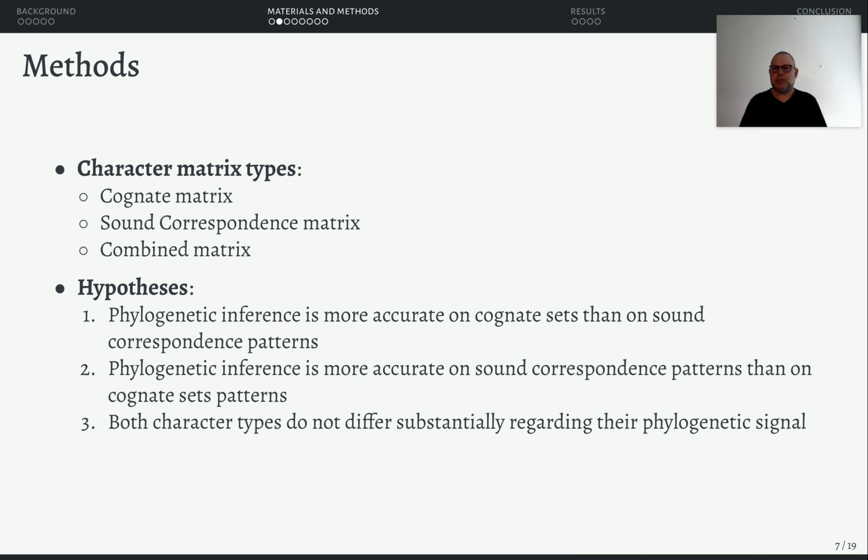There are 3 possible hypotheses regarding the outcome. It could be, and this would be a nice finding because it would validate the intuitions of classical historical linguistics, that phylogenetic inference is more accurate on sound correspondence patterns than on cognate patterns. But it could be that the state-of-the-art practice using cognacy data comes out better, or it would also be plausible if we find that both kinds of data basically reflect the same underlying reality, and combining different data sources gives the best result.